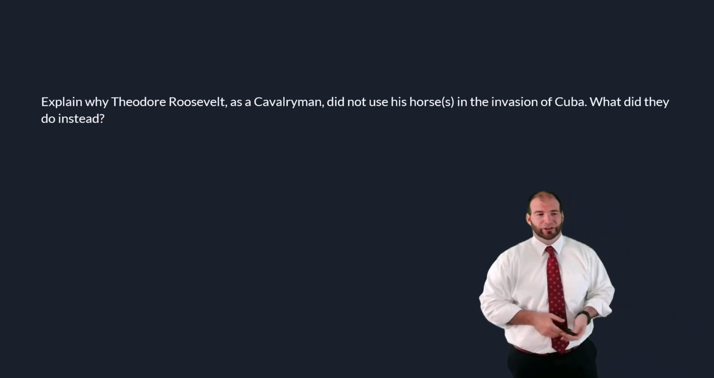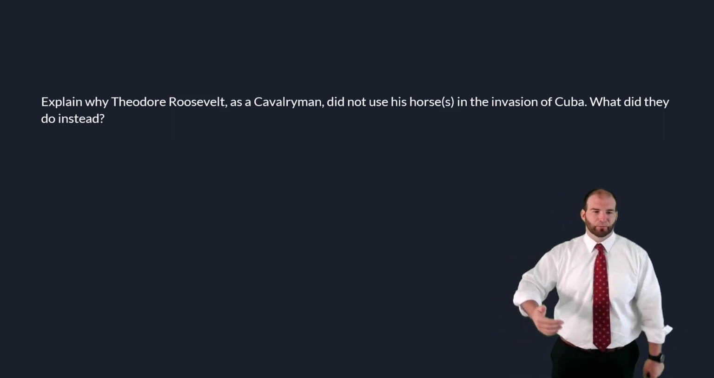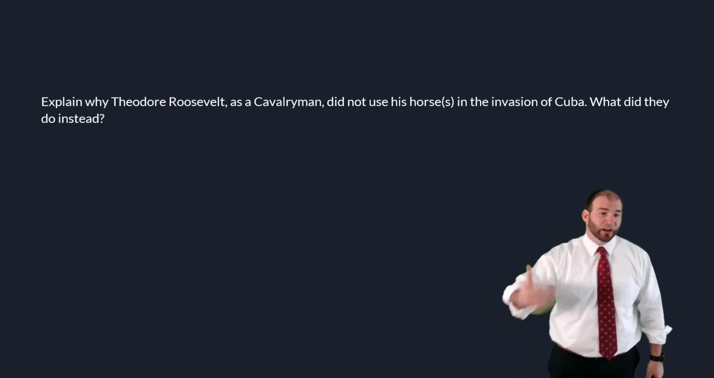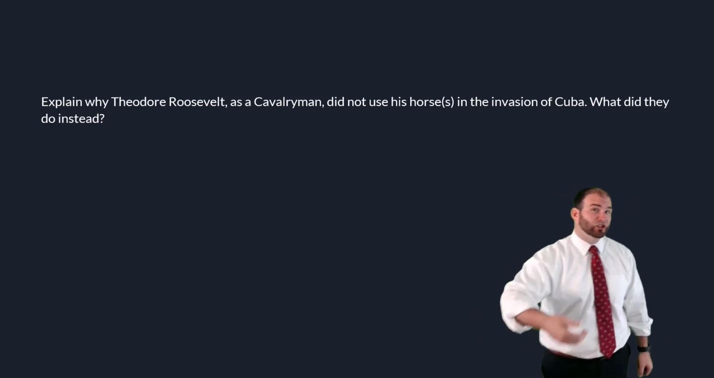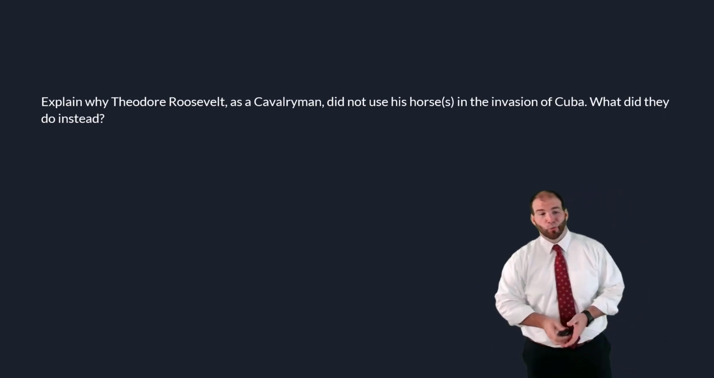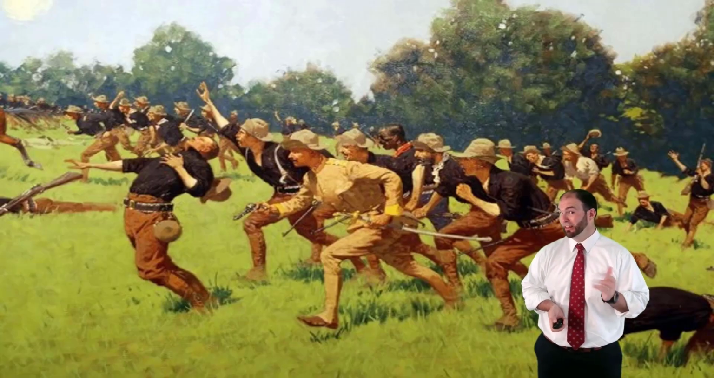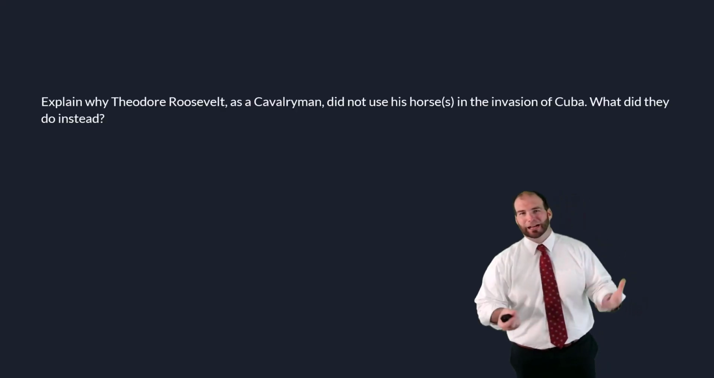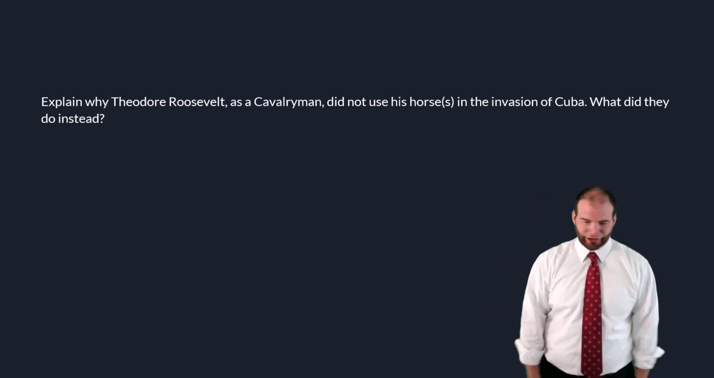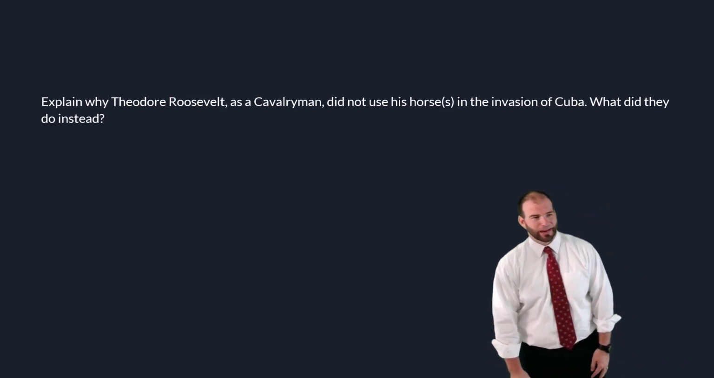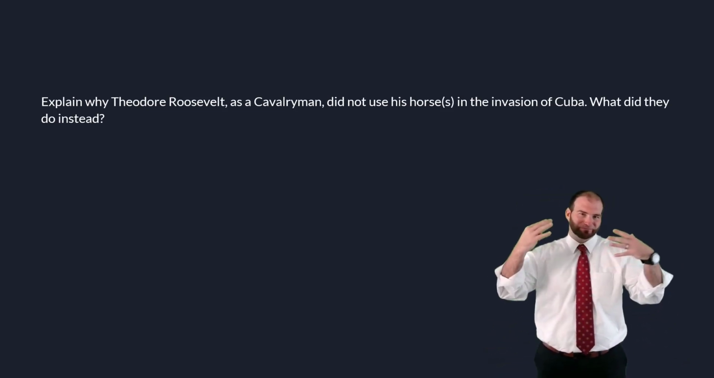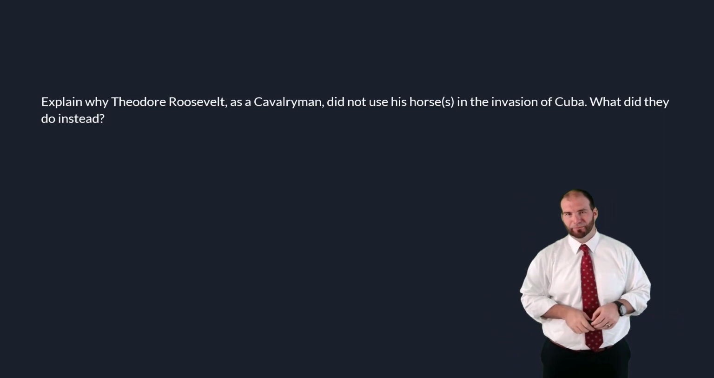So the question here is, explain why Theodore Roosevelt, as a cavalryman, did not use his horses in the invasion of Cuba. What did they do instead? They didn't have their horses, so it's literally that. Basically explain to me what happened with Theodore Roosevelt in Cuba, and pause me, answer that completely, and we're moving on.